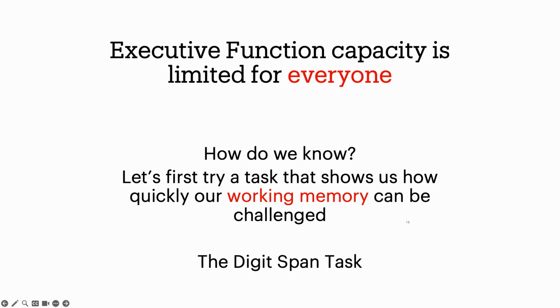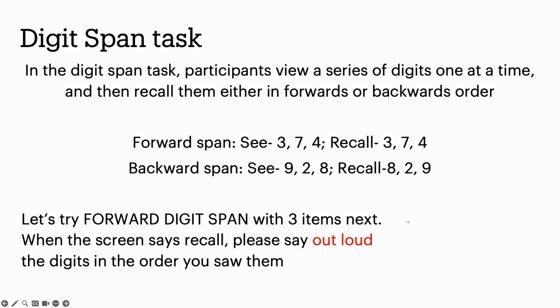So how do we know? First, we're going to try a task that shows us how quickly our working memory can be challenged. The digit span task. Who's done the digit span? Okay, well, this is an easy task. In the digit span task, participants view a series of digits one at a time and then recall them in forwards or backwards order. So in the forward span, you might hear 374 or see 374, and then you recall 374. In the backwards version, you recall them backwards. So if you hear 928, you have to respond 829.